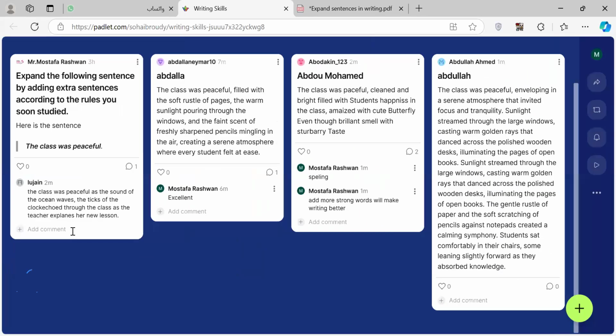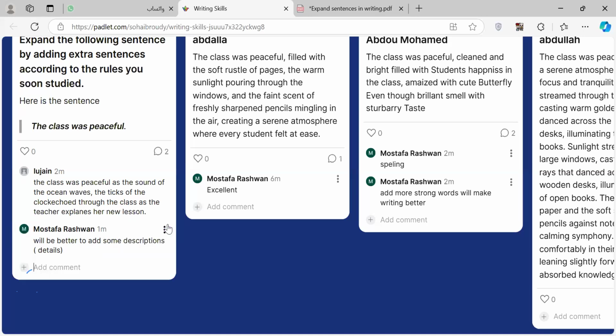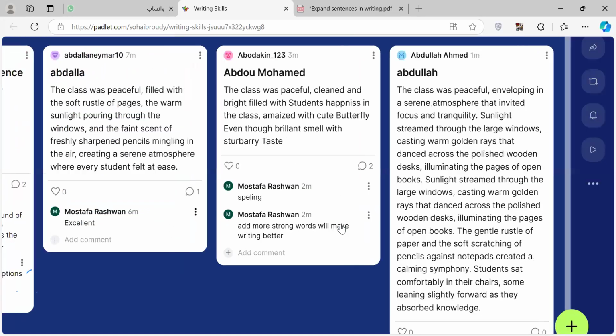Also, Lujain, my comment to you is that it will be better to add some descriptions, to add details. I mean, you already used the five senses or sensory details, and this is a good way, by the way. Thank you, Lujain. Abdullah, Muhammad, anyway, this is our final task if you want to leave the class. So the ones who sent their task can leave. Thank you.